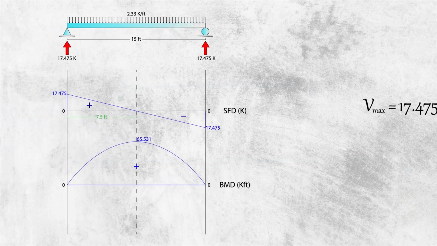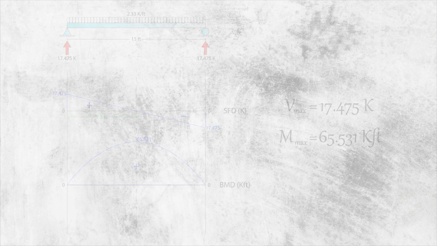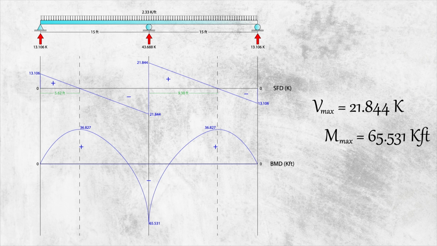Now we analyze a simply supported beam to get the maximum shear and moment values, following the same procedure for the continuous beam and getting the maximum shear and moment values.